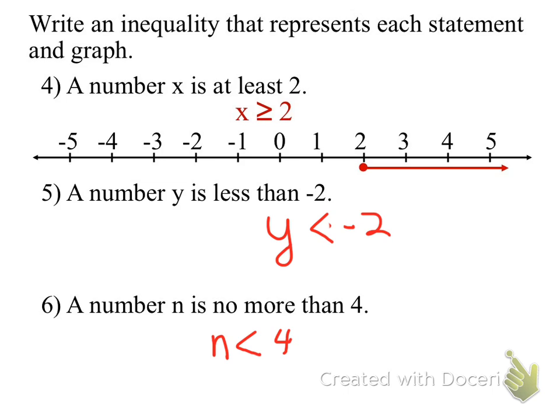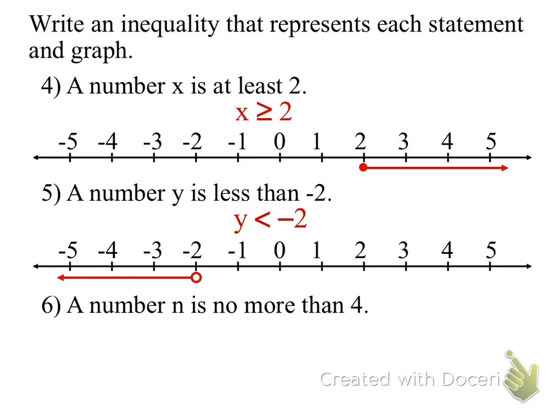You're almost there. Can it be 4? Does it include 4? A number n is no more than 4. I think n is less than 4. No more than 4. Can it include 4? That's what we have to ask ourselves. Yes or no? Yeah. So it can be 4, but it can't be anything more. So then we have to put is less than or equal to. And then we graph. So the word problems get a little tricky.